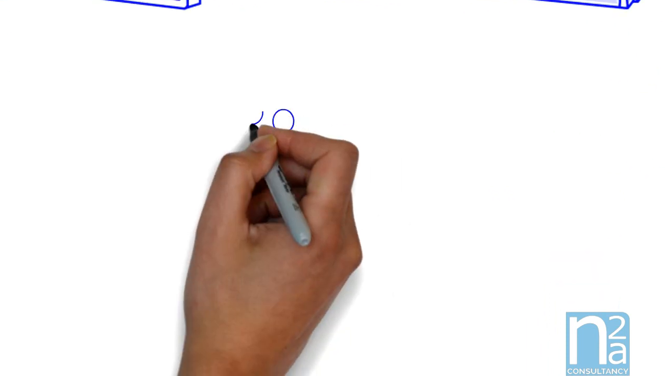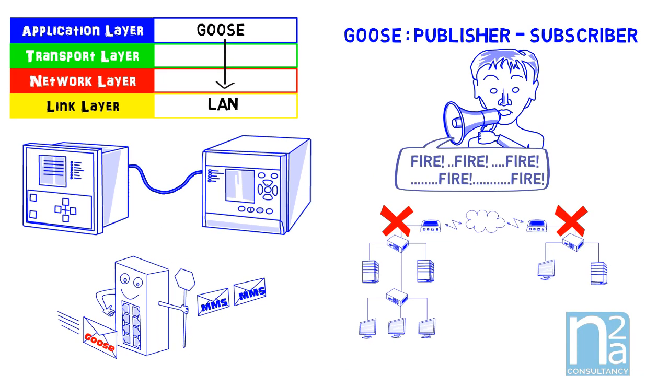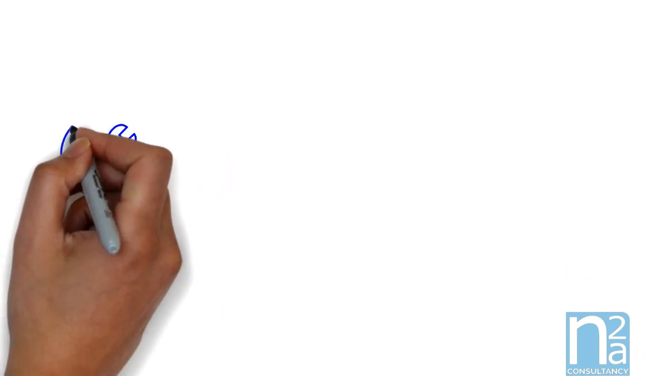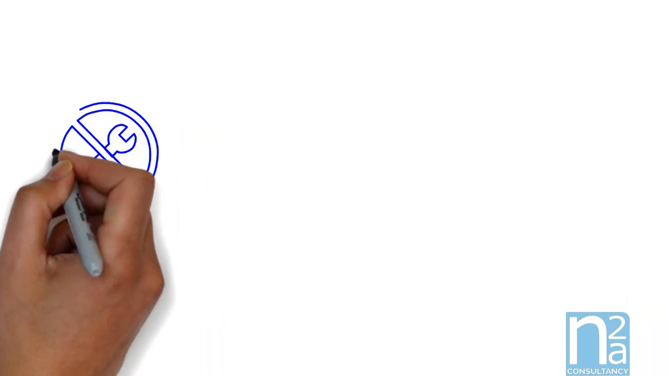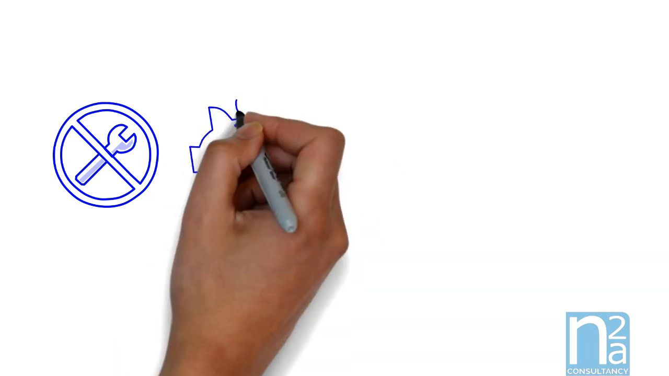But, as the link layer encompasses the priority tag, GOOSE messages are being given priority by the switches. GOOSE messages have a lot of advantages compared to a hardwired connection. They are easy to configure and reconfigure without rewiring IEDs. One fiber optic connection is cheaper than 10 copper wires.